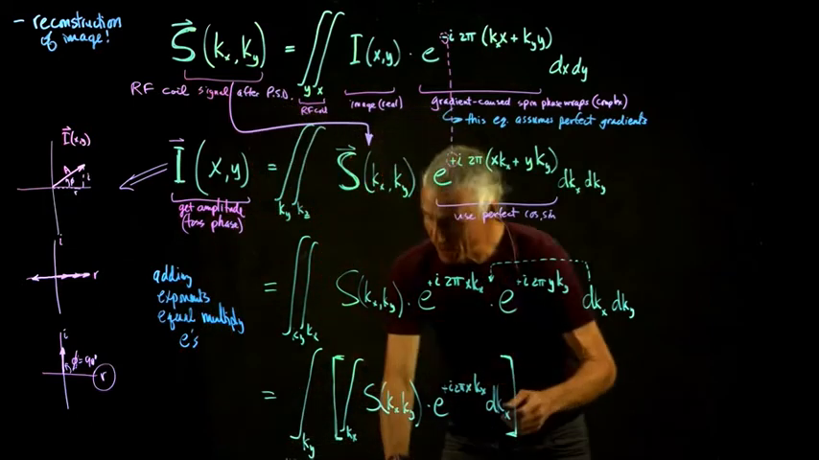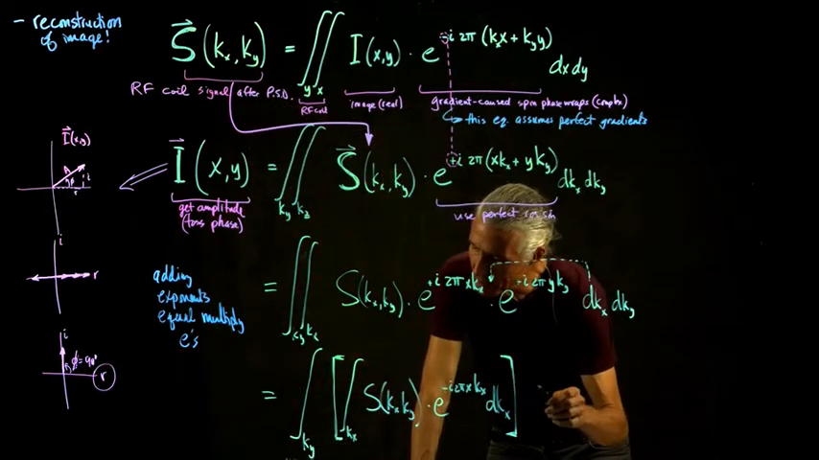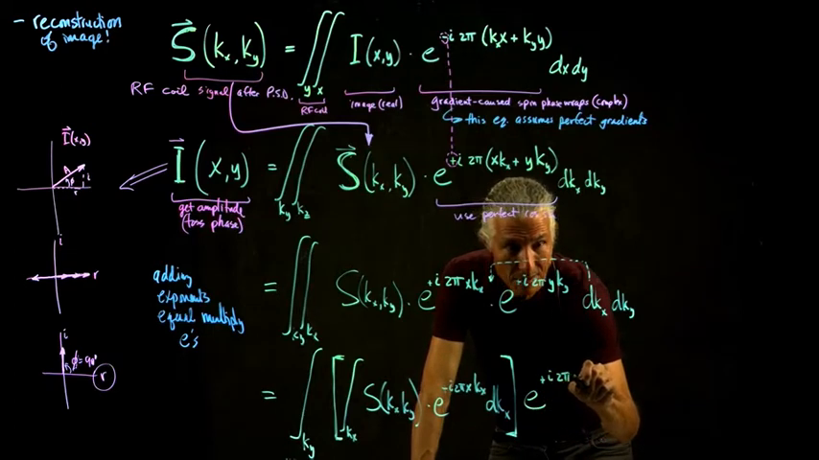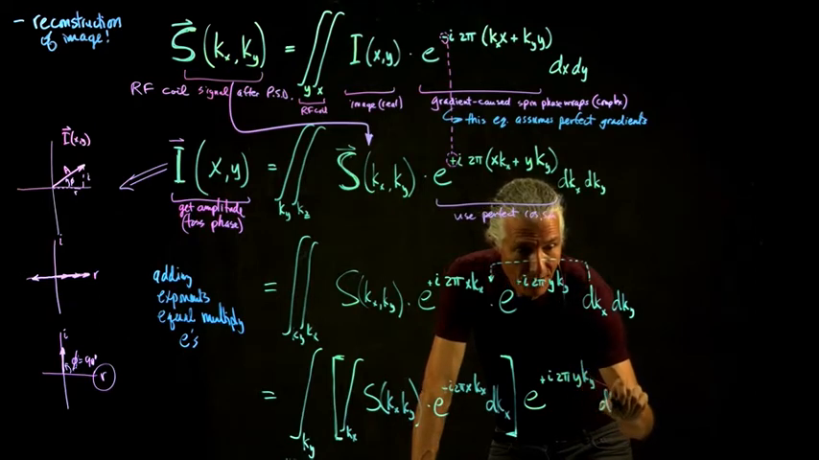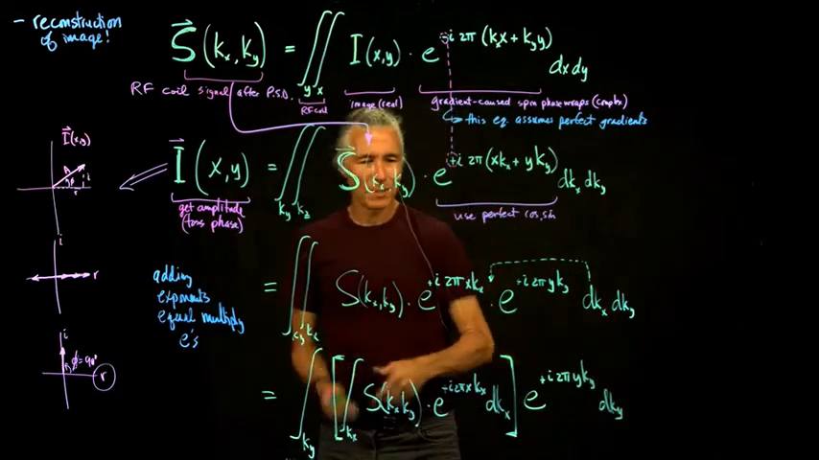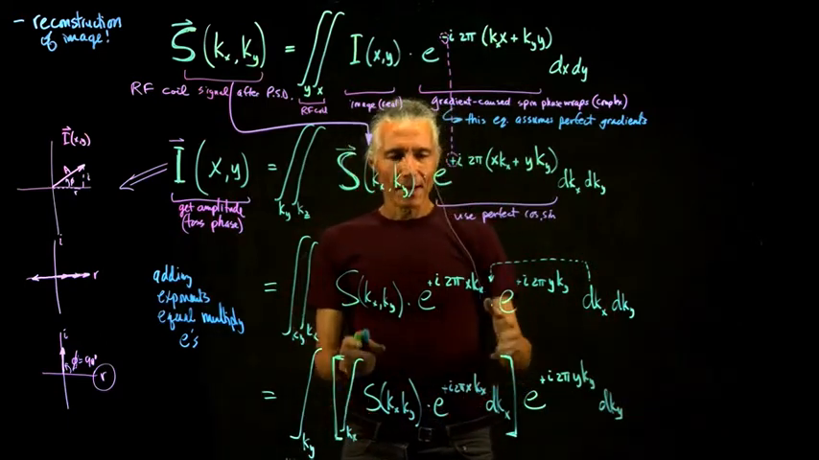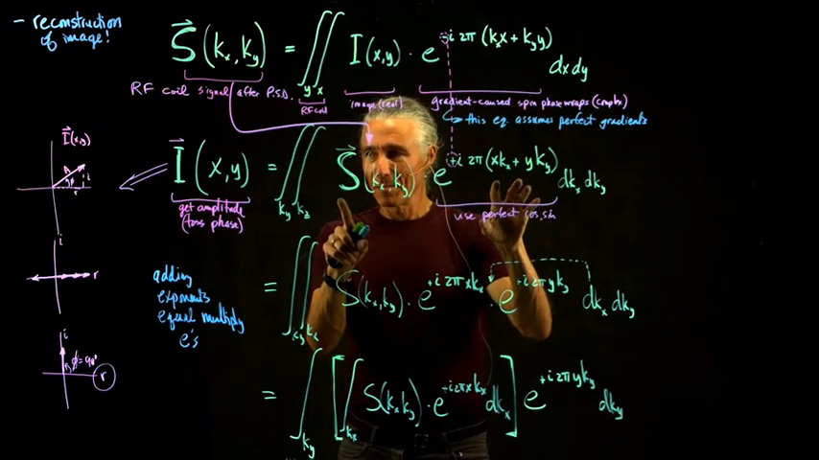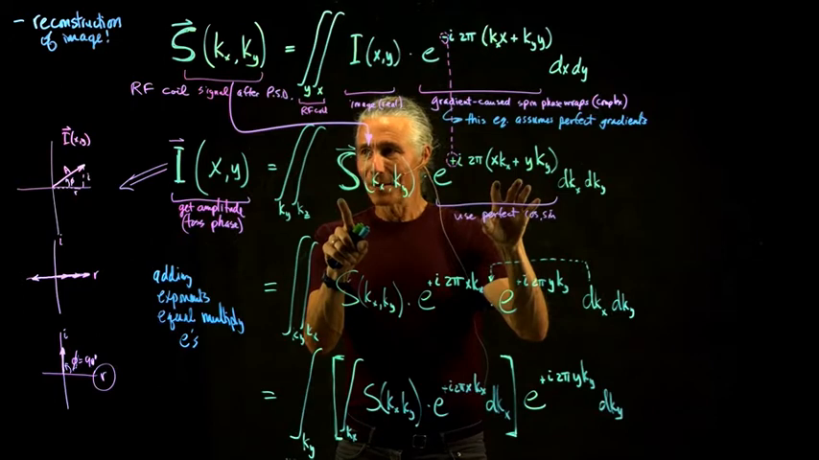And so now we just have another e to the plus i 2 pi y ky dky. So what does this mean? It just means that a 2D Fourier transform like this can be performed in the following bizarre method.